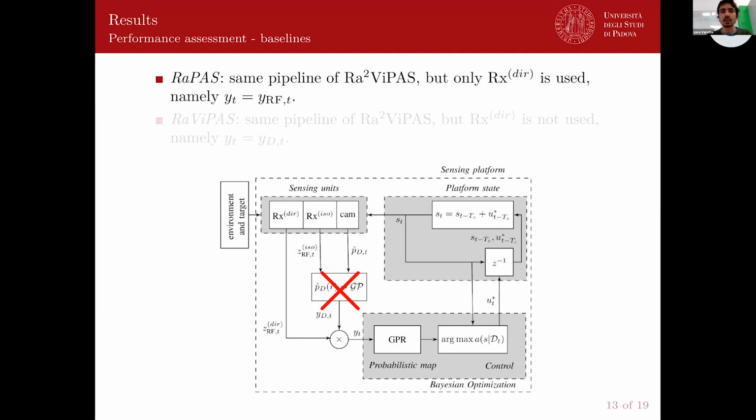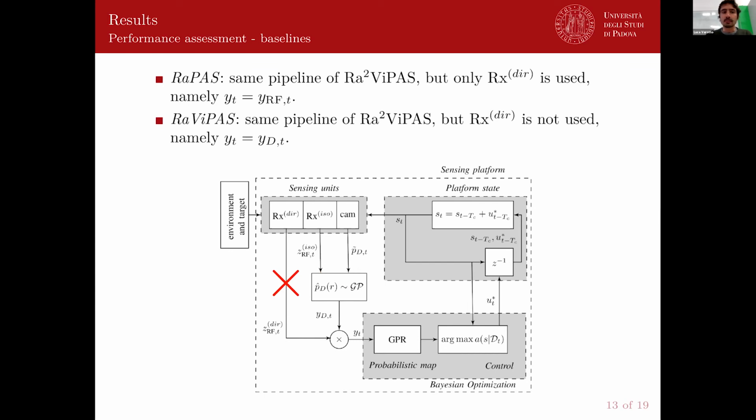We also propose a comparison with two baselines. First of all, a radio-only baseline. So the architecture is the same, but we don't account for the probability of detection. So we neglect the camera information, the isotropic information. In the second baseline, instead, we proposed another RaviPAS approach, but with just one receiver. In particular, we neglected the information collected by the directional receiver.